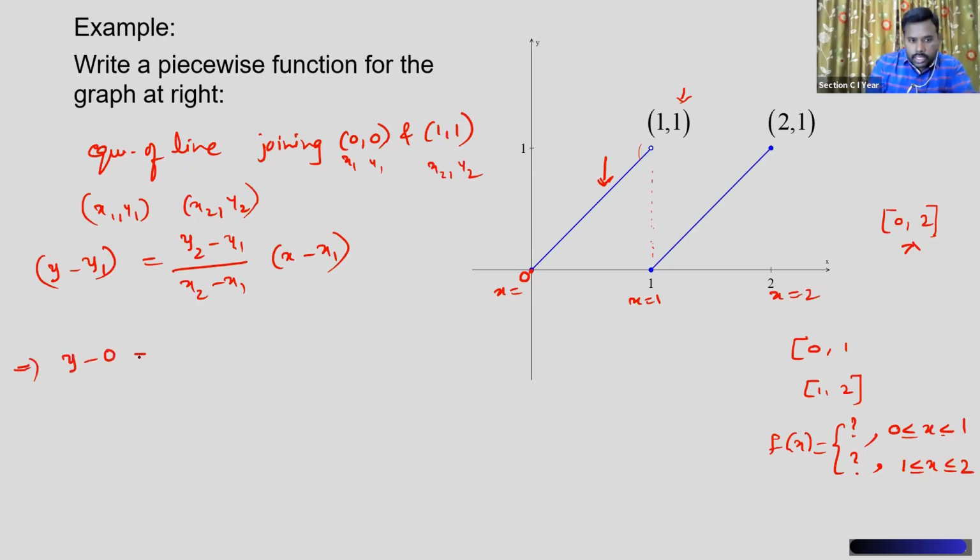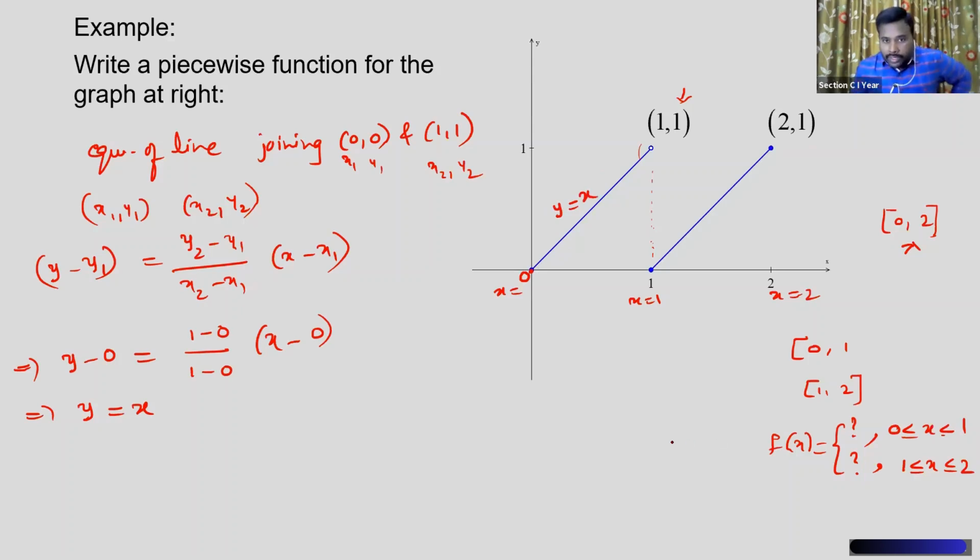y minus 0 equals (1 minus 0) divided by (1 minus 0), multiplied by (x minus 0). If you simplify this, see what happens. The slope is simply 1, and you will get the equation as simply y equals x. So what does this mean now? This line passing through the origin has the equation y equals x. So the graph you are given in the interval from 0 to 1 can be represented by the equation y equals x. Okay, so you got one half here.